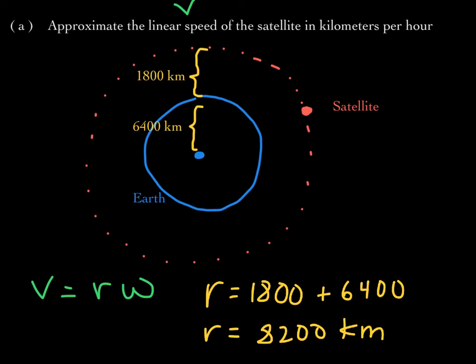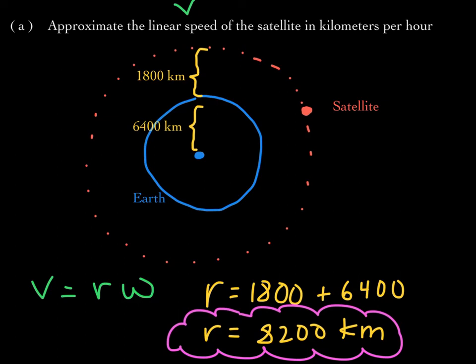So if we add 1,800 and 6,400 kilometers together, we'll get the total number of kilometers for the radius. Make sure you use this value for r. I'm going to just highlight it. I'm not going to box it because it's not my final answer, of course, but this is the r value that we're going to be using for this formula. Now, I need omega.